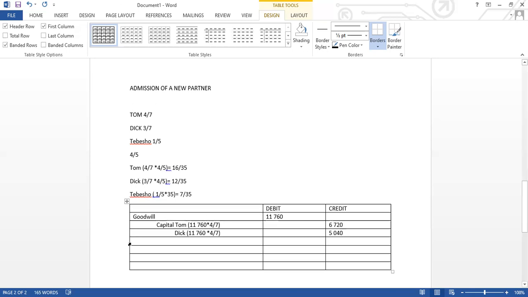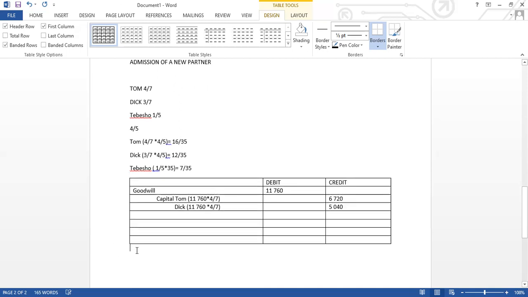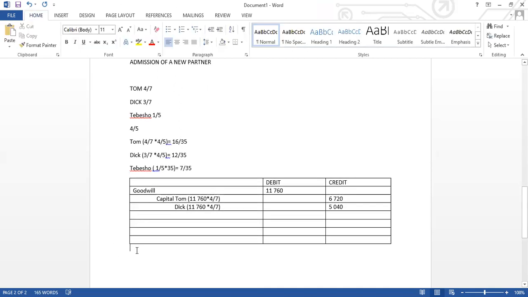Are there any questions regarding goodwill before we move on to the second letter? Do we all understand? Okay. So we move on to letter B. It's always good when you're answering these questions, just go according to the letters, according to the additional information.